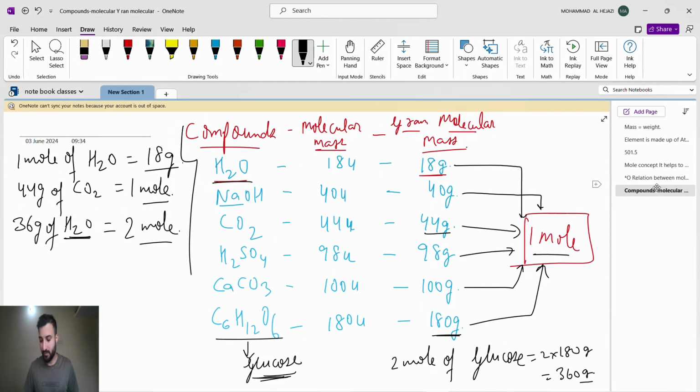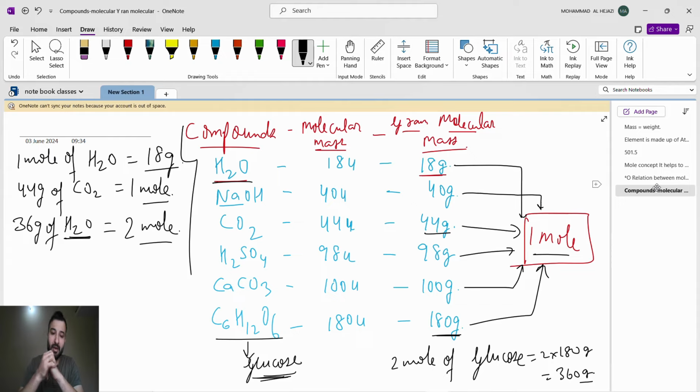Same like here. CO2 means carbon dioxide. First of all, we will find the molecular mass of carbon dioxide. The molecular mass of carbon dioxide is 44 gram, which means it is 1 mole. If I tell you to find 2 mole of carbon dioxide, first we find 1 mole of carbon dioxide, which is the same as the molecular mass, so 44 grams. So 2 mole means 44 into 2.